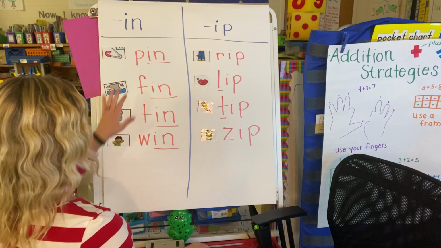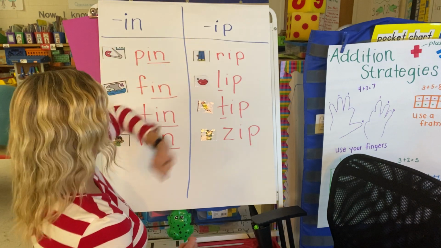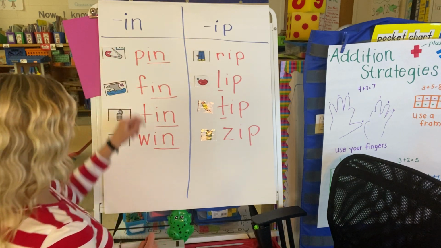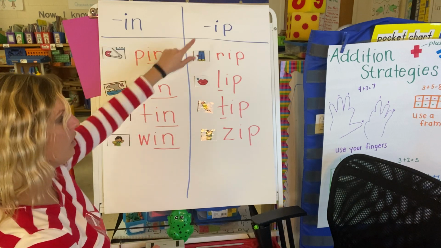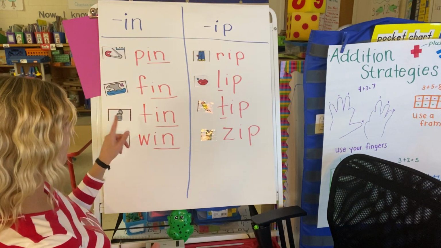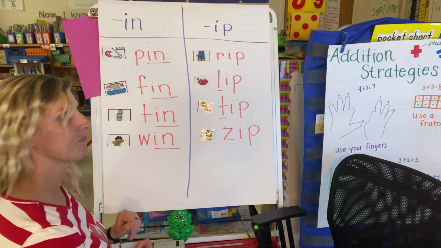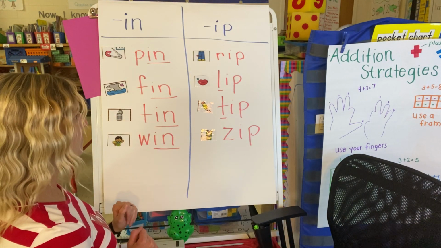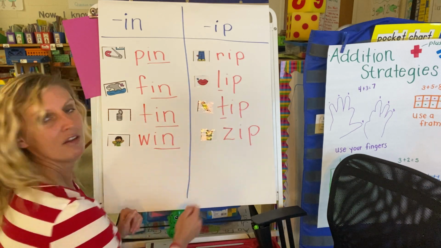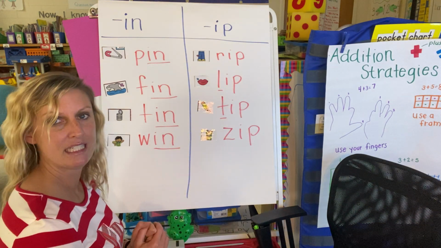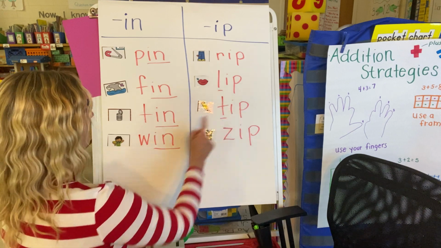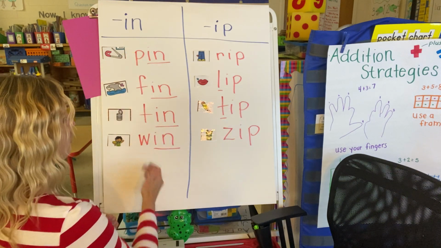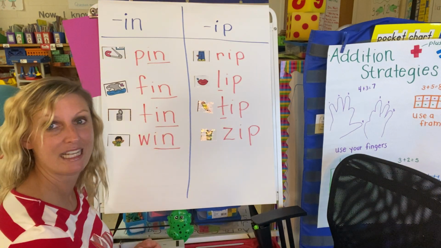So we have our N family and our IP family. What you notice in these families is the I is in the middle in all these words, but they have different letters at the beginning and the end. The N family has an N at the end of the word, and the IP family has a P at the end of the word. But when you change the first letter, it changes the word completely, doesn't it?